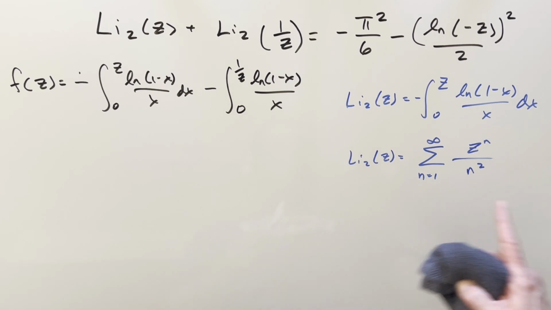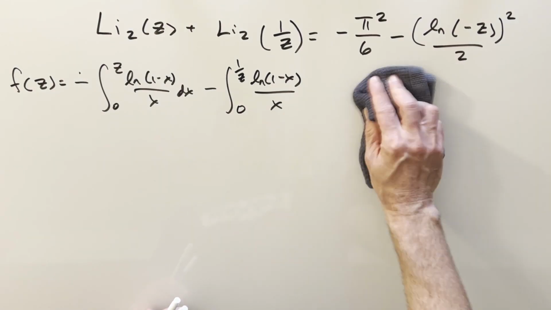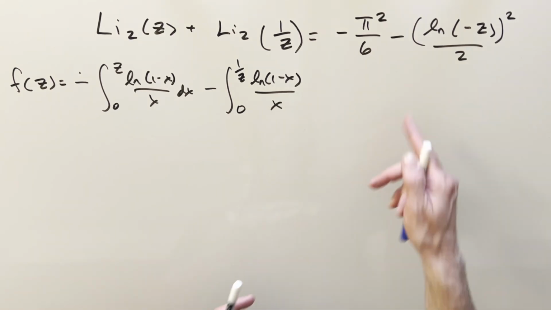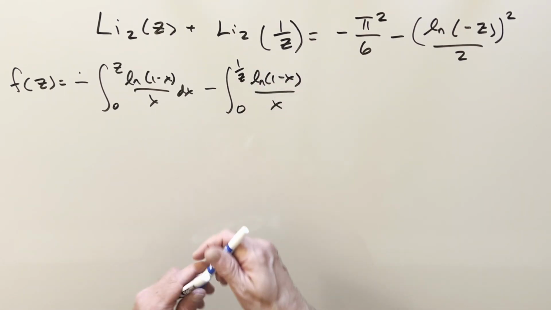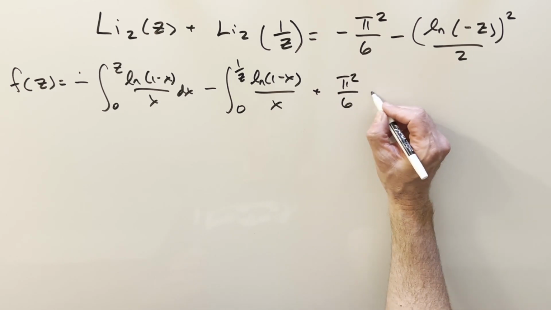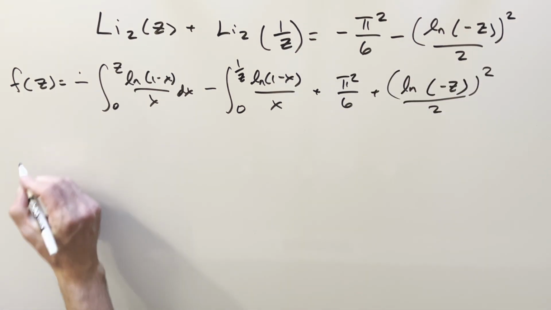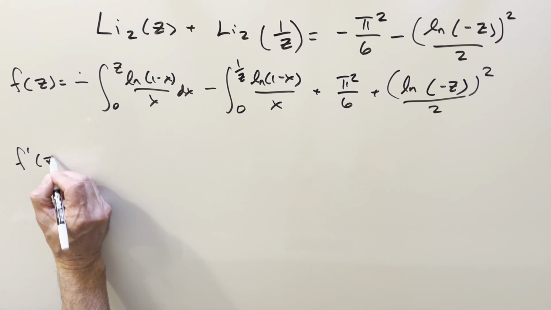And I didn't plan my space very well, but we already used this definition. So let's get rid of both these and just go ahead with it. Then I'm just going to bring these onto the other side of the equation. And what's going to happen, we're going to have plus pi squared over 6 and plus this thing right here. And then from here, all I want to do is differentiate this, so we want to get our f prime of z value.